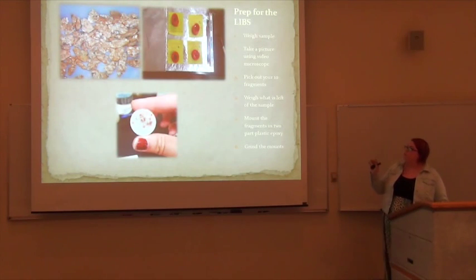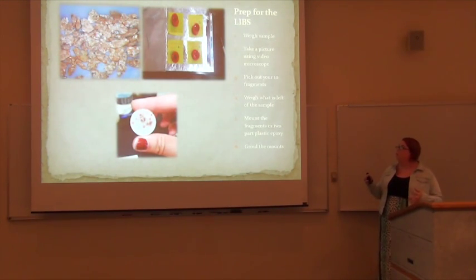So what we do is we weigh our sample, and then we take a picture using a video microscope to keep record of what the granite actually looks like. After that, we take about 8 to 10 samples to mount. Now, out of those 8 to 10 samples, we have to pick out the ones that have the dark mineral showing, like this one right here. I would pick this one. And then before we mount them, we weigh the remaining fragments that we did not use so we can have a record of how many fragments we did use.